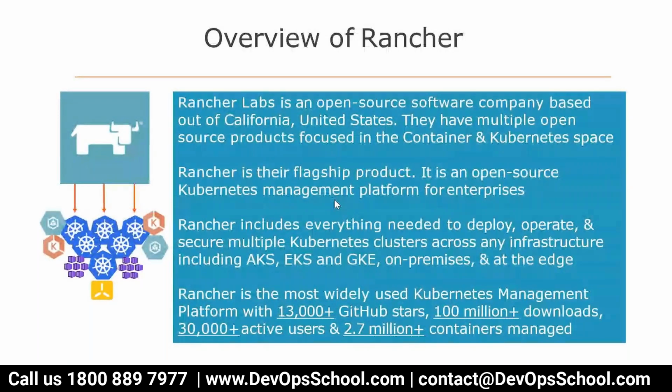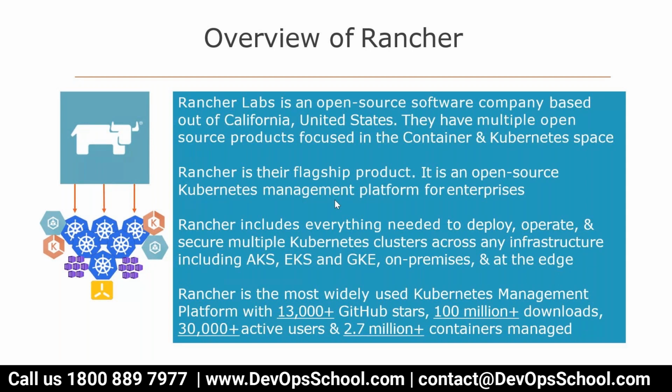Rancher is an open source software company. This product is open source first of all, and it's free. The company is based out of California, US. They have multiple open source products focused on containers and Kubernetes. Rancher is the flagship product, which you are learning. It is an open source Kubernetes management platform for enterprises.